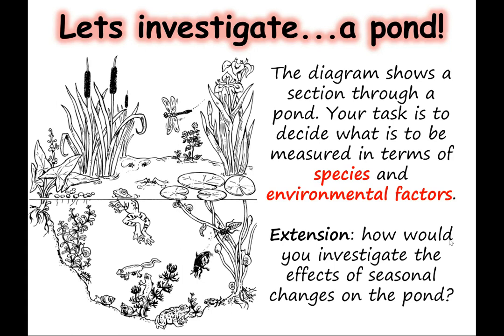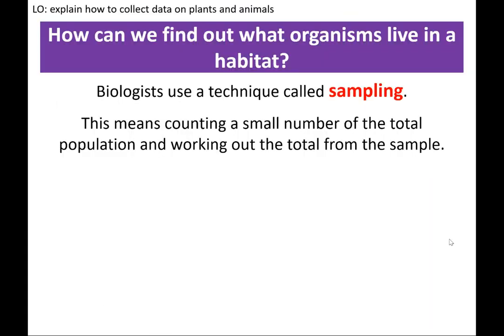So what we do as biologists and ecologists, which is somebody who studies the environment, is we use a technique called sampling. So that means we go out into the environment and we take a small number of organisms that are there, and that will help us work out the total population. So that could be the number of woodlouse in a log, or it could be the number of daisies in a field. And we're going to look at different ways over the next 2 weeks that we can do that, the next 2 lessons.